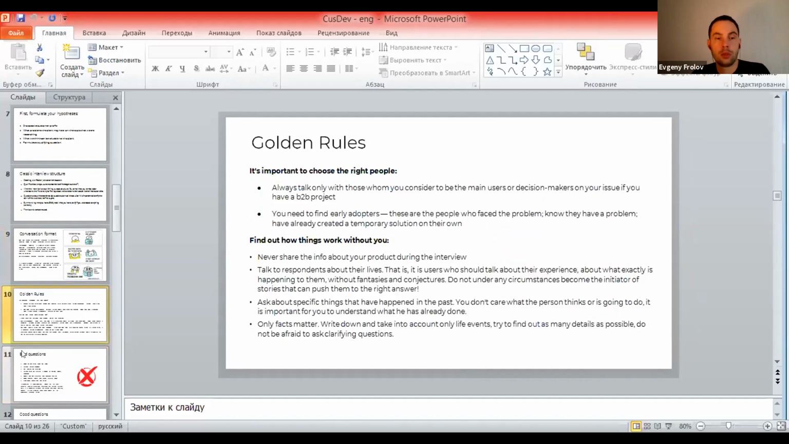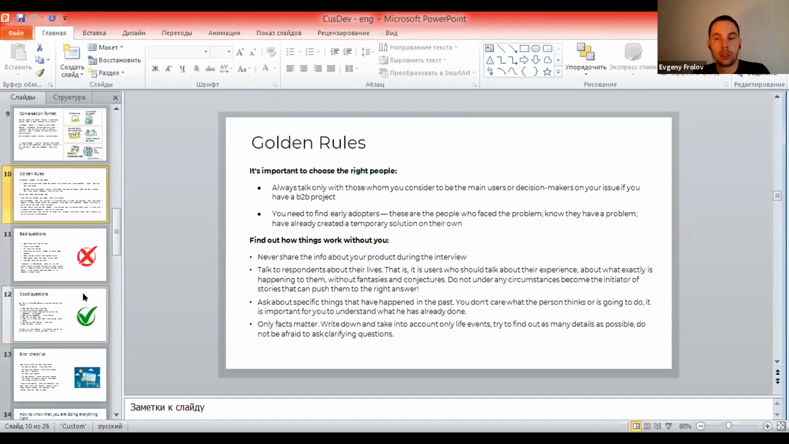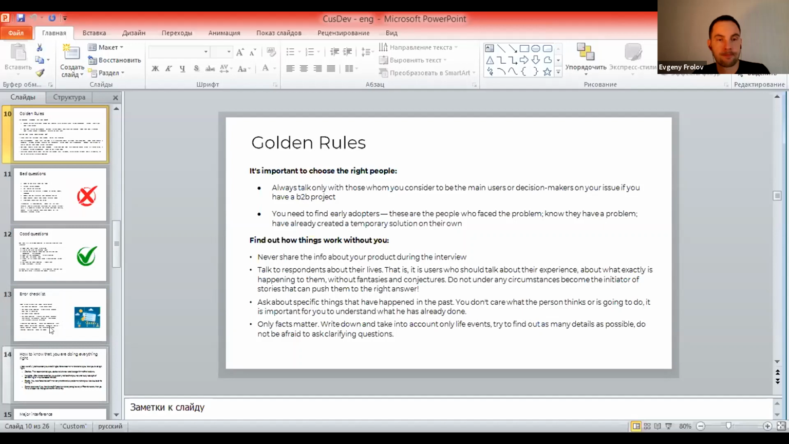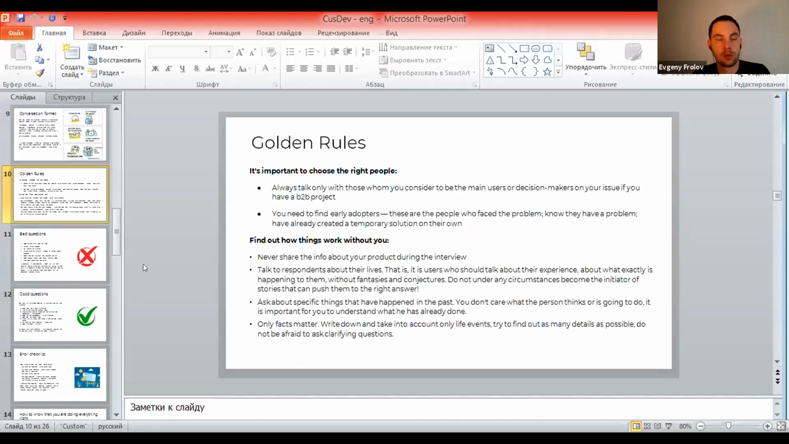What's important here when you prepare your interviews is that there are some golden rules. They are usually taken from the Mom Test book, but nevertheless, I will repeat them.